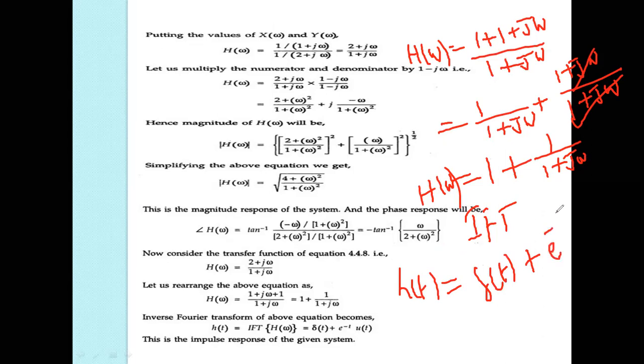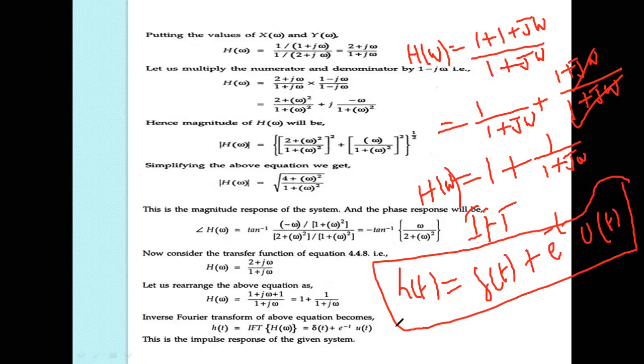So e power minus t mu of t is the impulse response. You see, we got this same function: h of t is equal to delta of t plus e power minus t mu of t. So there is no need to do the rationalization and simplification of this. It is simple, we got 1 plus 1. Here also, h of omega is equal to 1 plus 1 by 1 plus j omega. Otherwise, it is somewhat easy here, but otherwise you have to follow this rule only.